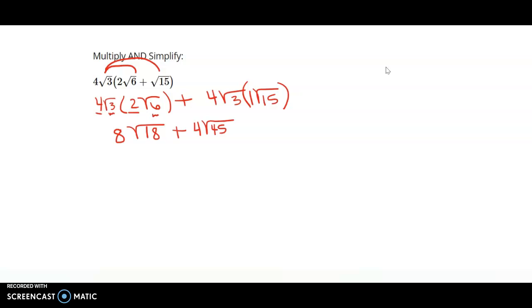Now it might feel like we're done, but notice it does say multiply and simplify. And even if it didn't say simplify, we definitely always want to check if we can simplify these further. So let's take these off to the side.